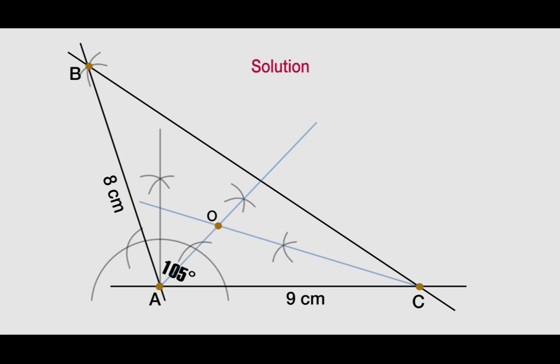Now C, we will construct a perpendicular from point O to meet the line AC at D, like this. Then we move to D. With your compass point at O and using the radius of the length OD, construct a circle like this. And that ends the construction for this question.